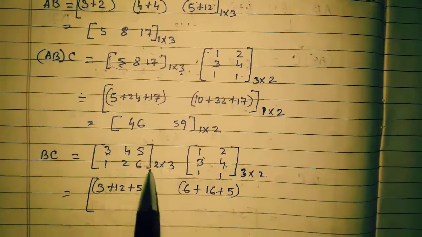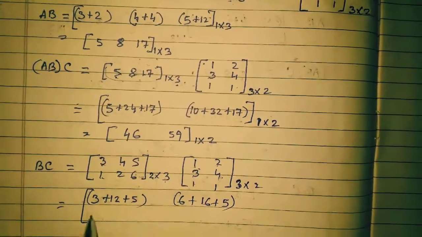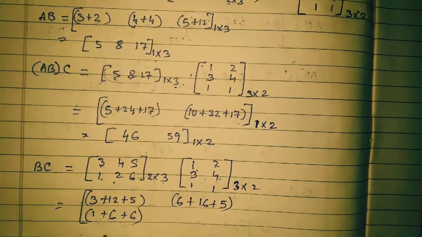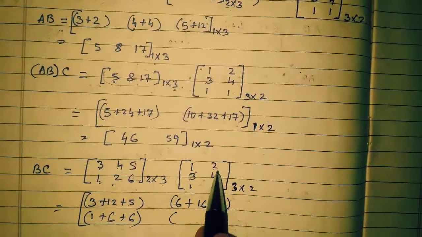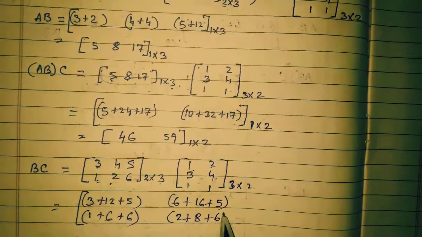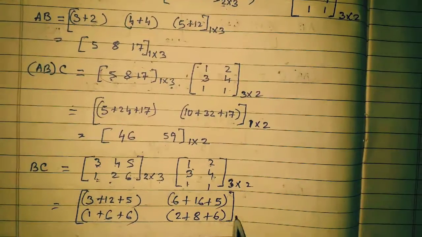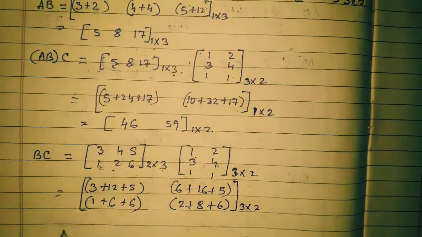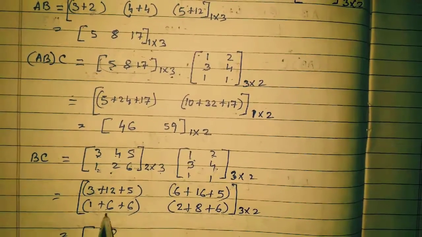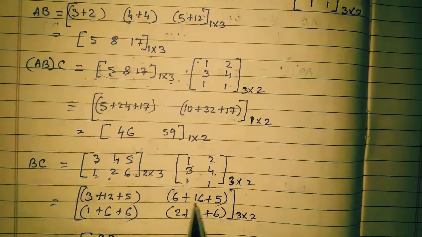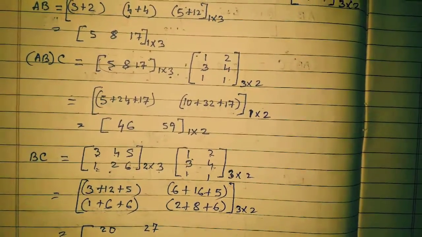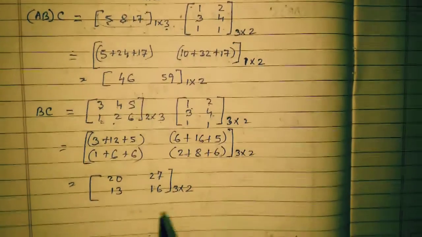Similarly now, you multiply the second row with the first column. We get 1 into 1, that is 1, 2 into 3 is 6, 6 into 1 is 6. Similarly you multiply 1 with 2, 2 comes here, 2 with 4 is 8, and 6 with 1 is 6. So finally we'll get 15 plus 5, that is 20, here 13, this is 22 plus 5, that is 27, and this is 10 plus 6, that is 16. This is the matrix of order 2 into 2.